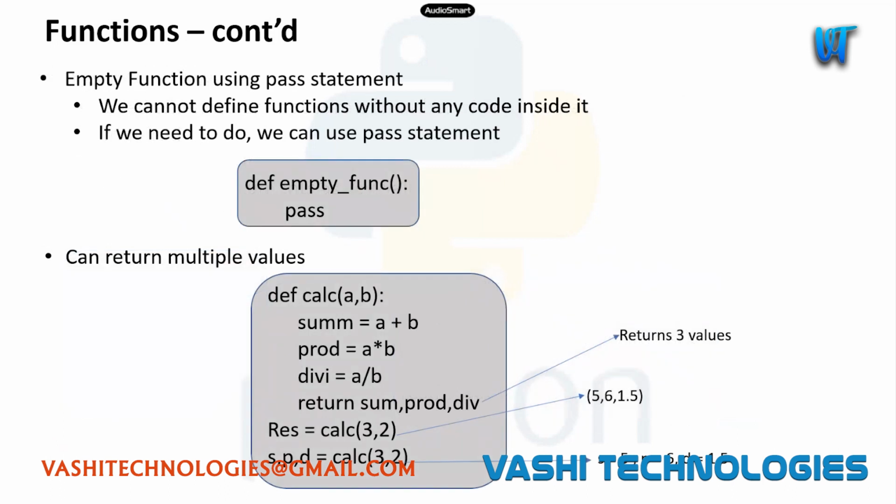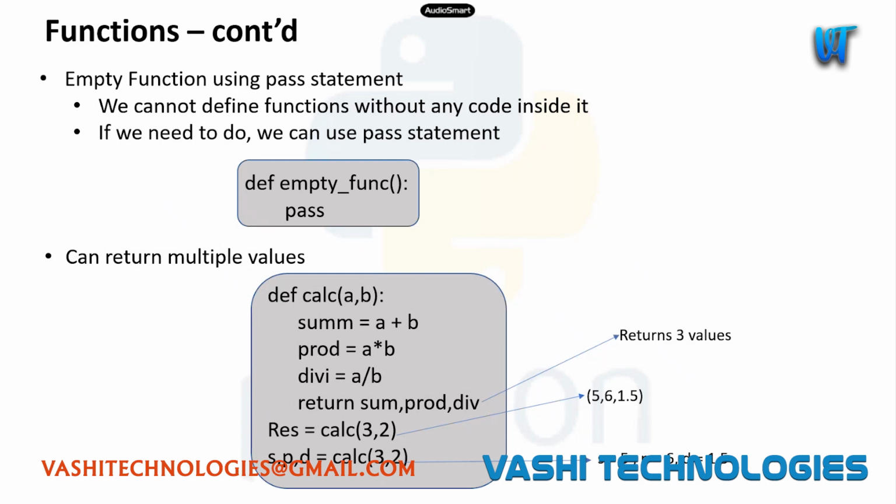And a function should never be empty. If you are defining some function, it should do something. There should be some code inside that, at least a single statement. But for some reason, if you are planning to create an empty function which will do nothing, we can make use of the pass statement, similar to the if and for we have, right? Pass will do nothing. So we can create empty functions using this pass.